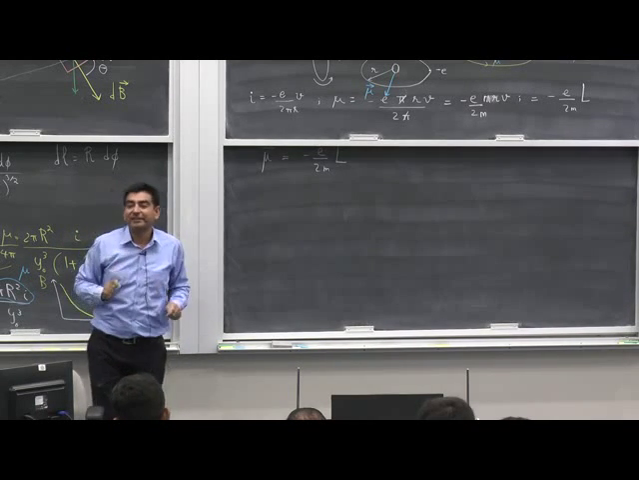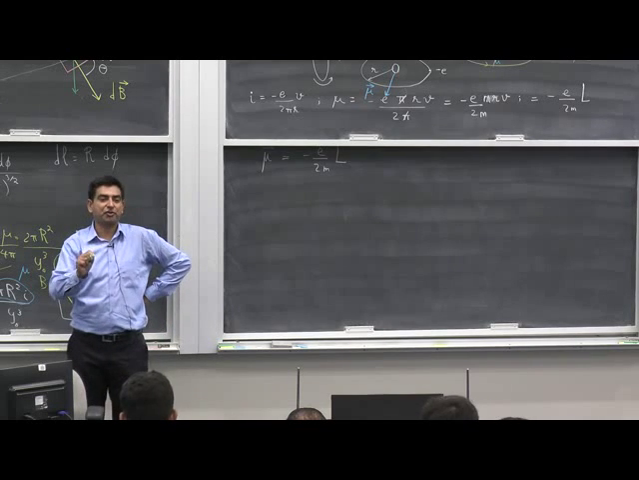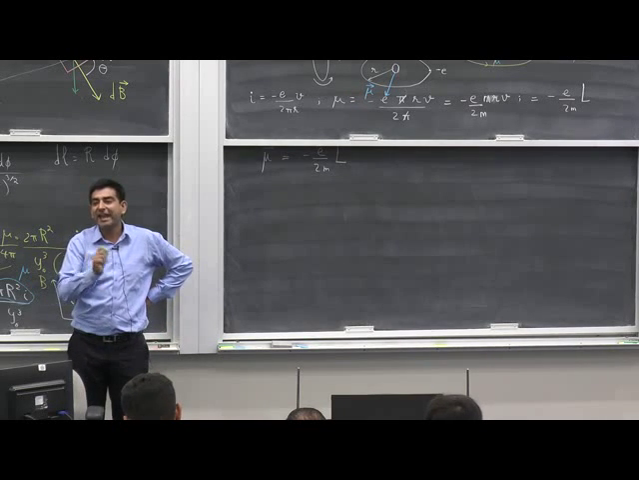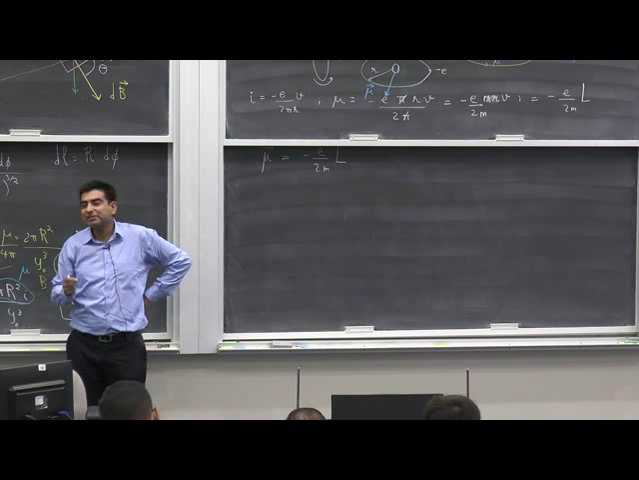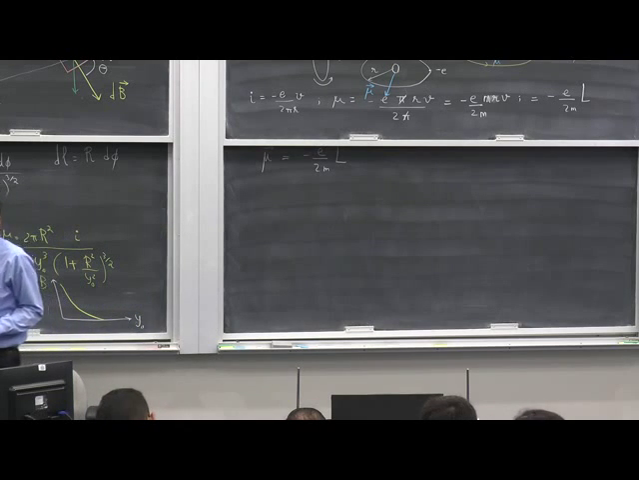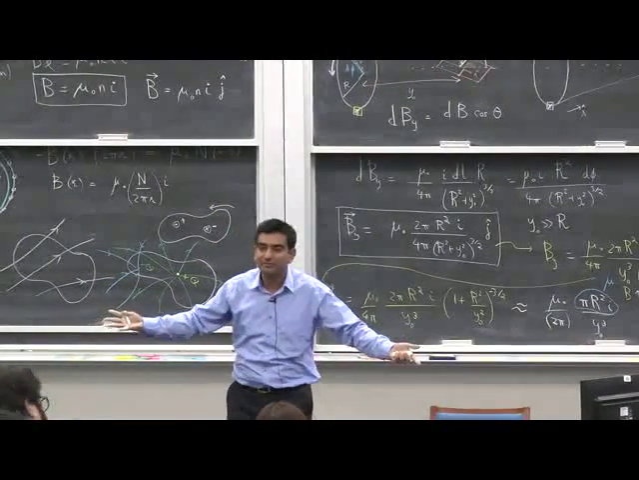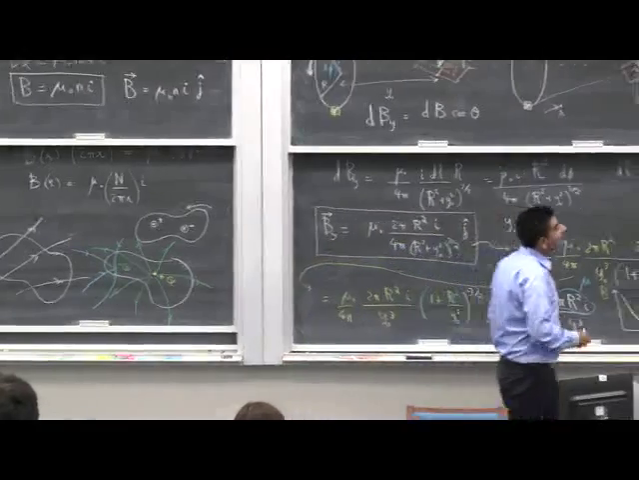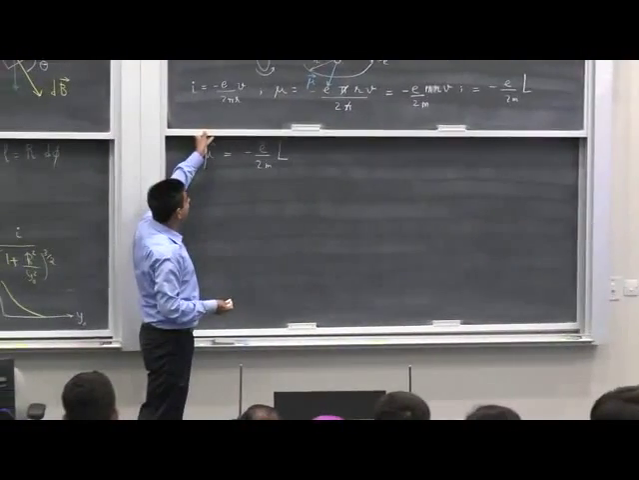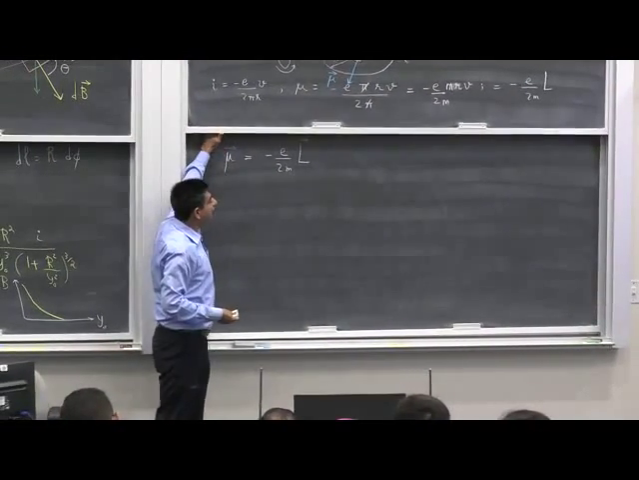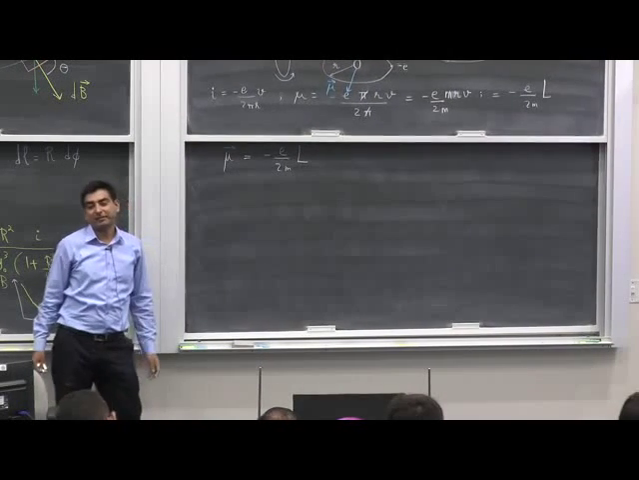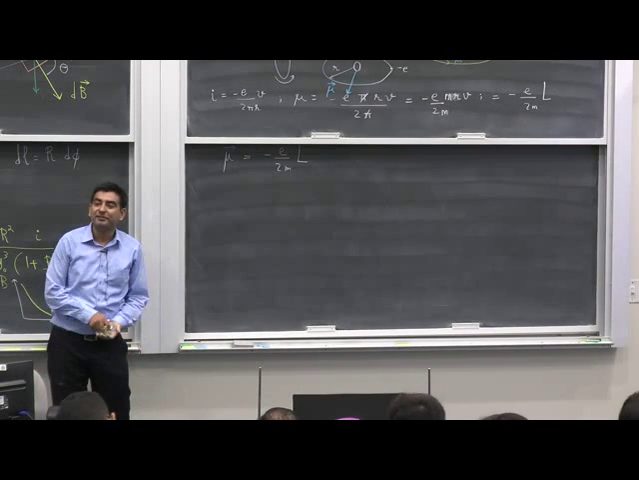But the point is that in the hydrogen atom, the first electron in its ground state is in the s orbital. In the s orbital, what's the angular momentum? What is the value of L in the s orbital? 0.